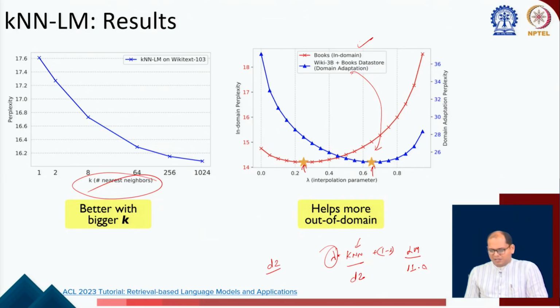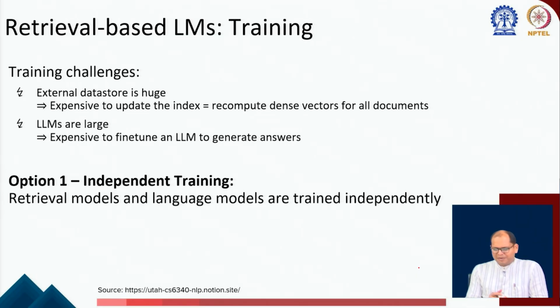Finally, about training, how do you train these retrieval based language models? The challenges there are that this external database that you have is huge, and it is very difficult to update the index, very expensive also, because you have to recompute all the dense vectors for all the documents. At the same time, the LLMs are also large, so it is also expensive to fine tune an LLM to generate answers. So, when you have to train it, many times you just use unsupervised methods for retrieval, like BM25 and so on.